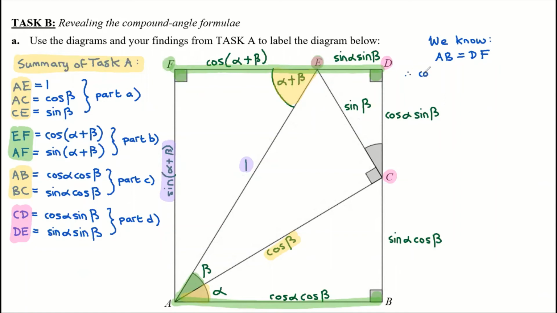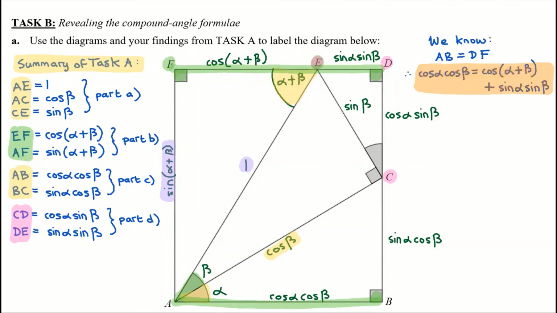cos alpha cos beta must equal cos of alpha plus beta, and then I've just run out of room here, plus sine alpha sine beta. All right. Now that's quite an interesting result, isn't it? Let's highlight that. That looks like it might be useful. So I hope you can see that, guys, and maybe you've deduced it yourself already.